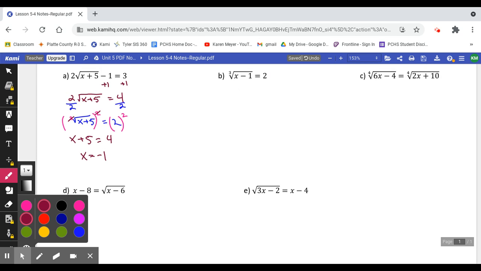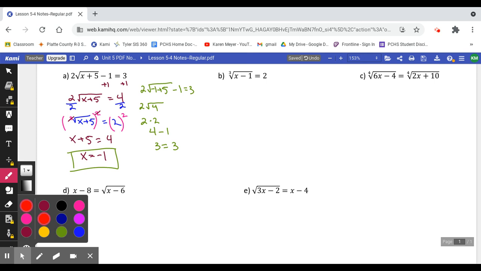Now, we do have to check this because it does say check your answers. So if I plug in -1, I would have 2 square root of -1 plus 5, minus 1. Does that really equal 3? Well, -1 plus 5 is 4. The square root of 4 is 2. 2 times 2 is 4. 4 minus 1 is 3, so 3 does equal 3. So heck yeah, it checks out. So count that as an answer.